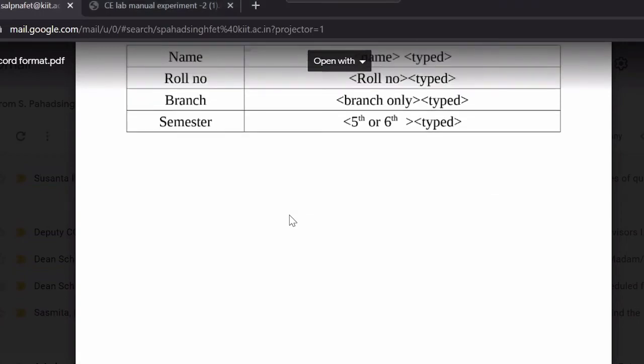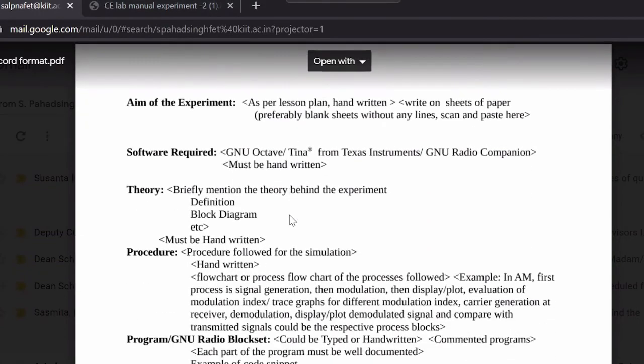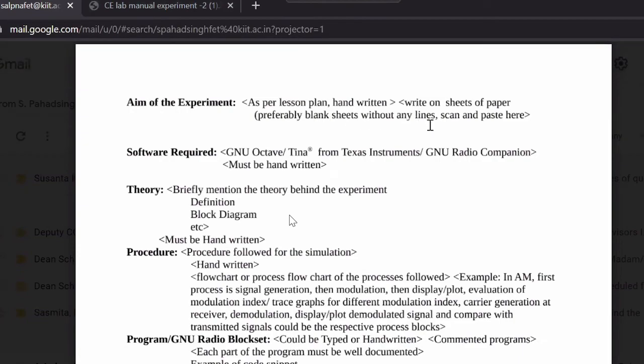Okay, then next page. So this is page number 1. In page number 2, you see what format is given. Next after page number 1, you should write down the aim of the experiment as per the lesson plan. It should be handwritten. So please read the instructions carefully. These are all written in detail, all the instructions. I don't even need to explain so much. I'm just quickly telling you: aim of the experiment as per the lesson plan. It should be handwritten. Write on sheets of paper, preferably blank sheets without lines. Scan and paste.